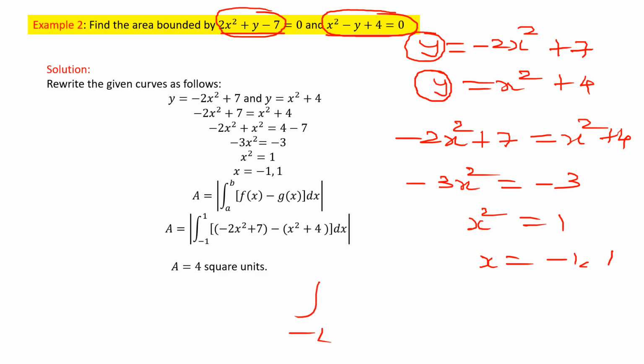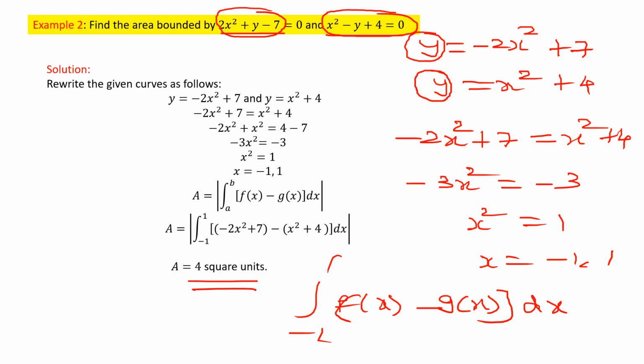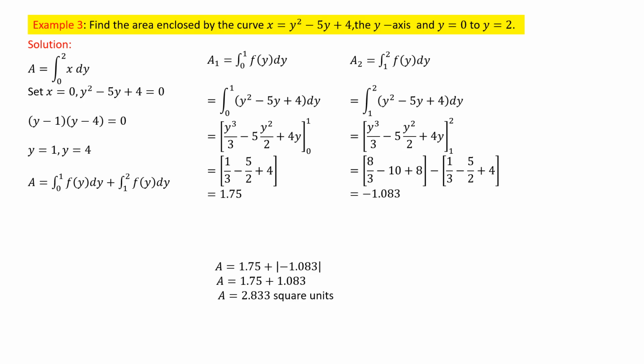So we have minus 1 to 1. Write the first function f of x minus write the second function g of x. Integrate between minus 1 to 1. We will get A equal to 4 square units.